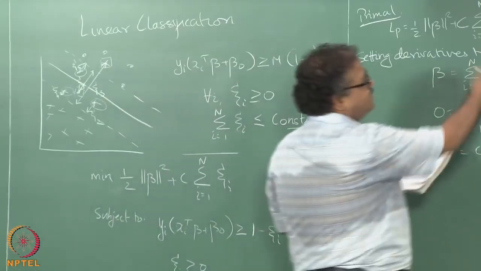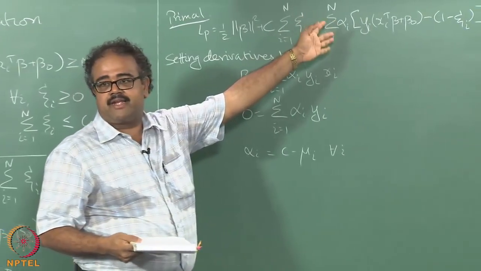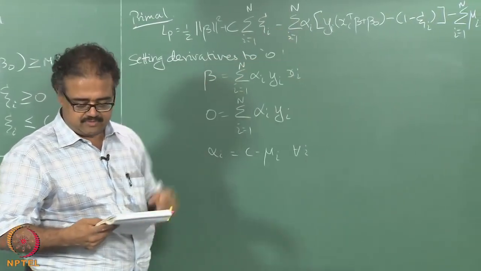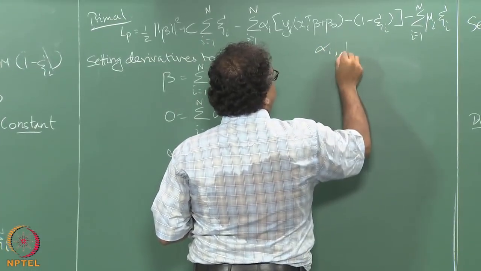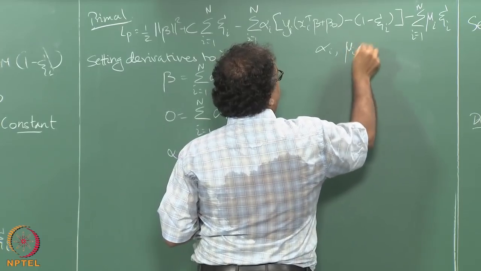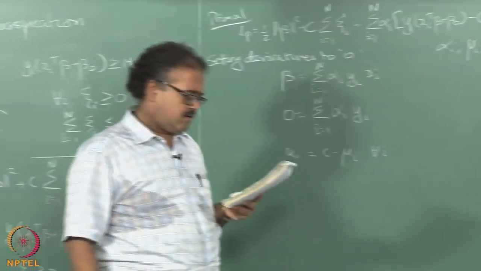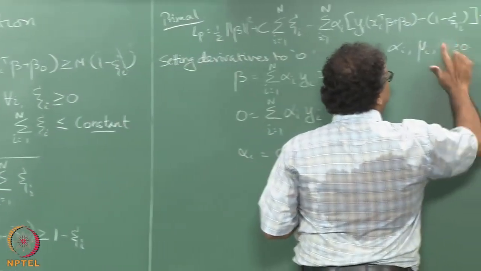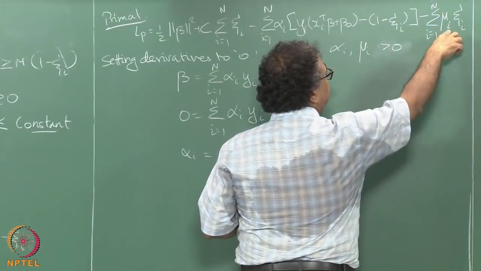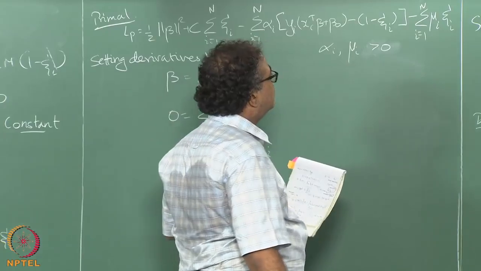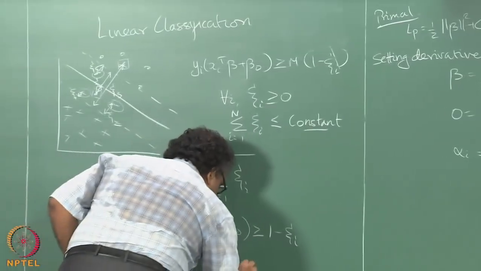Oh, sorry. I mean, you have alpha, and the ξ, alpha, mu have to be greater than or equal to 0. Why do we have μi? Why don't we just have one μ? It's a single condition, right? What is the single condition? Sigma ξi is less than or equal to a constant.